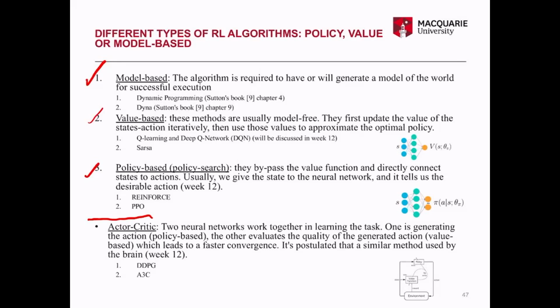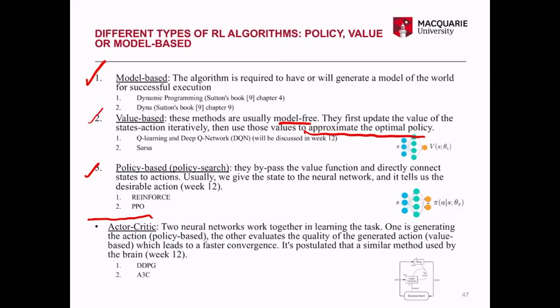The value-based methods, which are very popular, are model-free. They don't have the transition probability distribution, and they first update the value of the state-action iteratively, and then use those values to approximate the optimal policy, as I mentioned. So Q-learning, SARSA, and the DQN on week 12 are part of that.